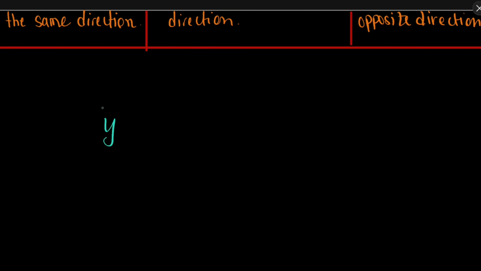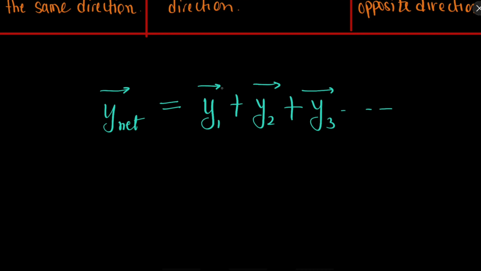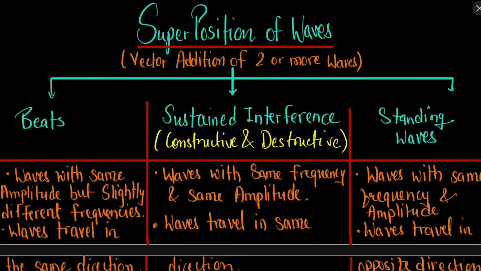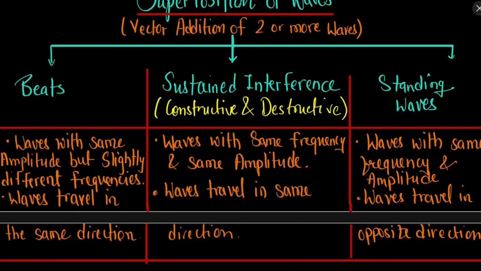For example, let's say the displacement of the resultant wave is y net. Then it can be found by the vector addition of the displacement of each of the waves involved. For example, y1 plus y2 plus y3 and so on. Remember, the arrow indicates that the quantity is a vector quantity. Now, this superposition can happen in various circumstances. We usually discuss three main circumstances.